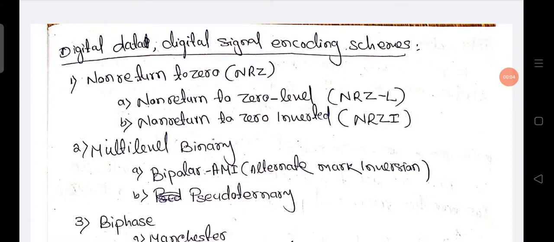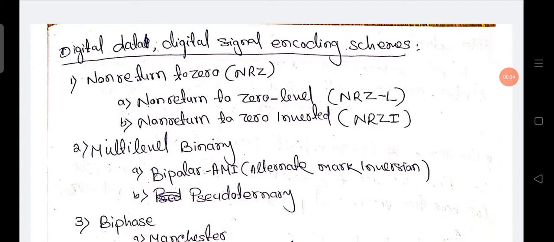Okay. In today's class, we are going to discuss digital data, digital signal encoding schemes. In previous classes, we have already studied that the data encoding schemes, or procedures, are of four types.